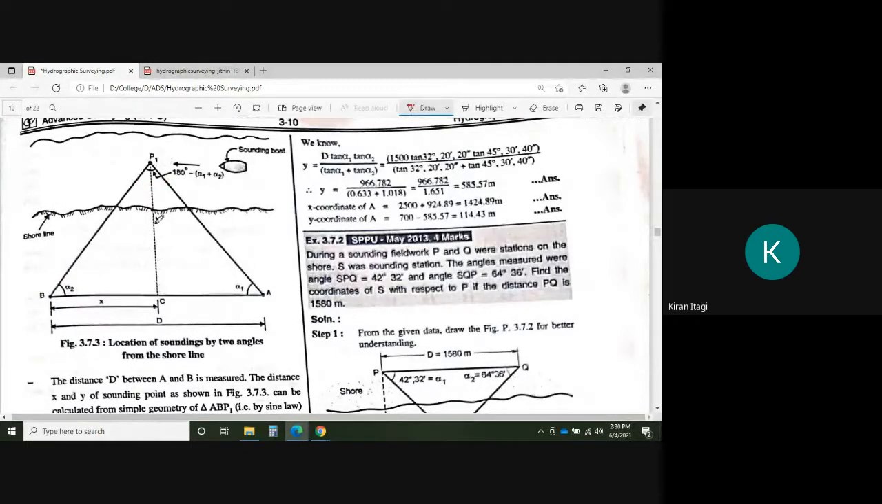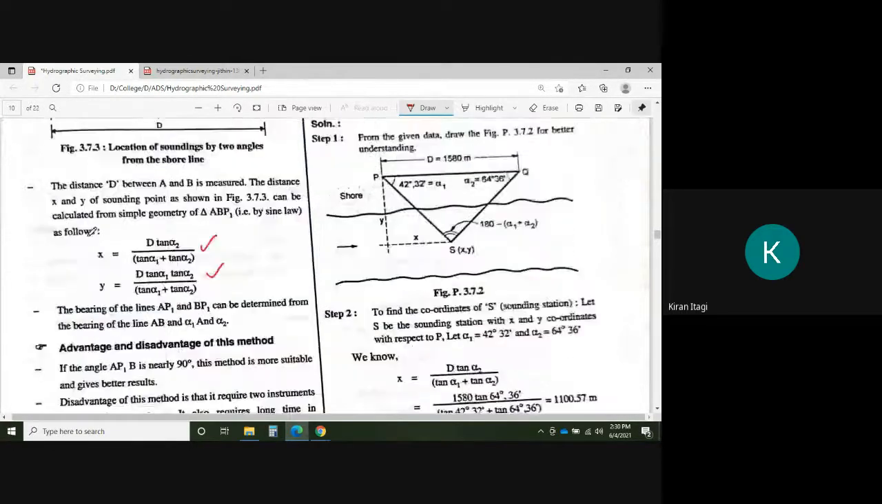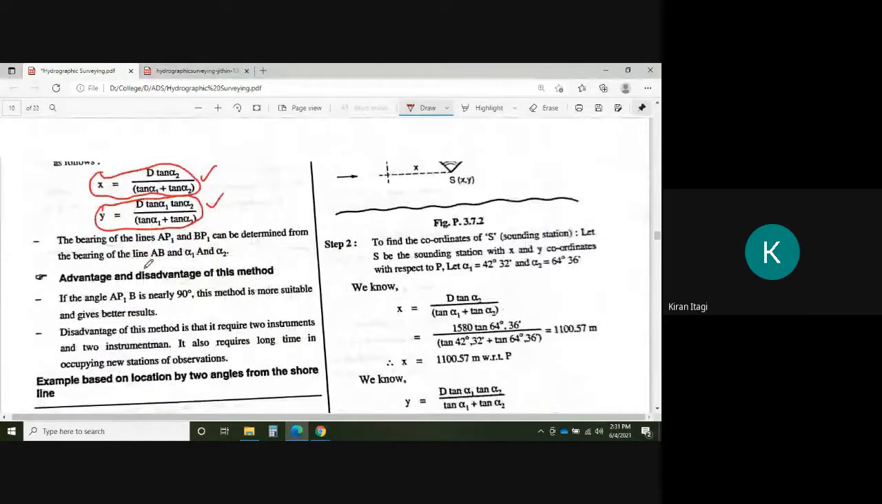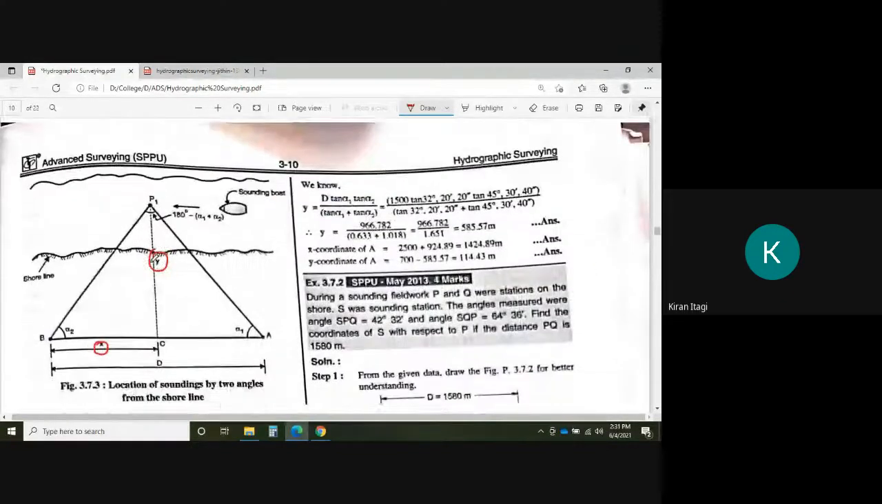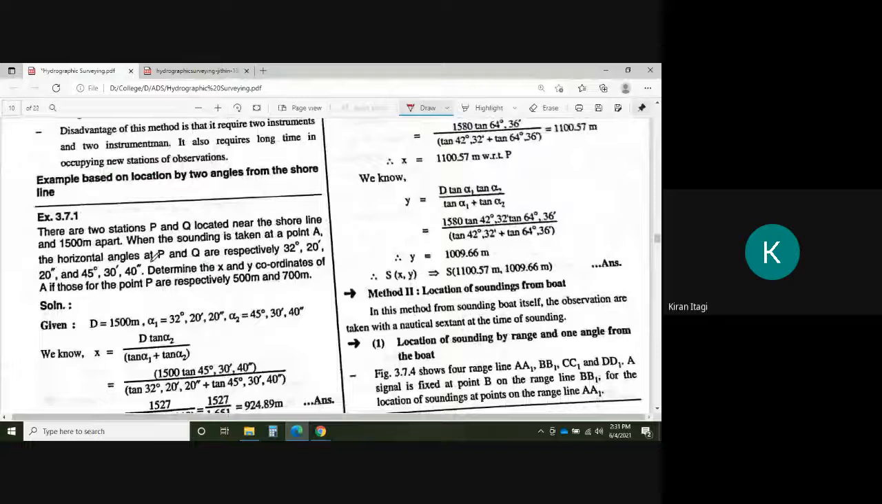Once you draw the perpendicular to this line, I will call this one x and this line y. How to determine the x-axis and y-axis? Very simple. The formula is x equals d tan alpha 2 divided by (tan alpha 1 plus tan alpha 2), and y equals d tan alpha 1 tan alpha 2 divided by (tan alpha 1 plus tan alpha 2). Remember this one. Very important for the numerical calculation. Numericals are also very simple. You can go through it, or if I get time I will explain it.